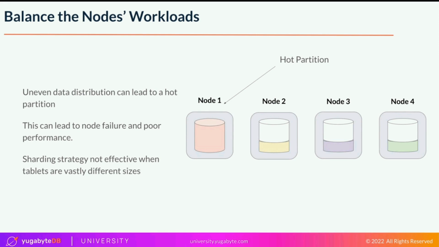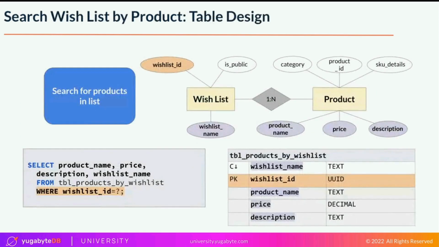To avoid that, you would probably add another column to your partition key to give you a composite partition key. What that will do is break up that large partition into smaller partitions or tablets. So in the next slide, we'll talk about the search wish list by product table design.